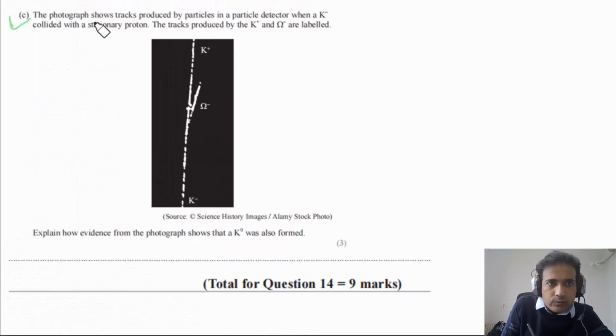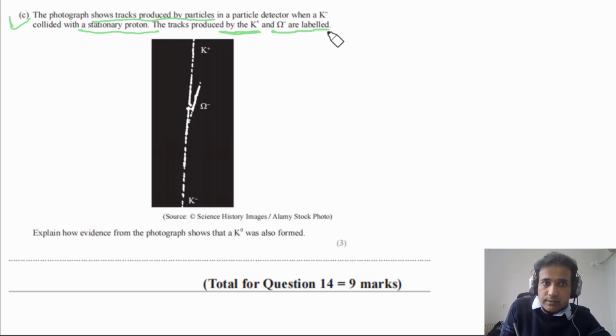Part C says the photograph shows tracks produced by particles in a particle detector where a negative kaon collided with a stationary proton. The tracks produced by the kaon, positive kaon, and omega minus are labeled. Explain how evidence from the photograph shows that a kaon 0 was also found from the photo.